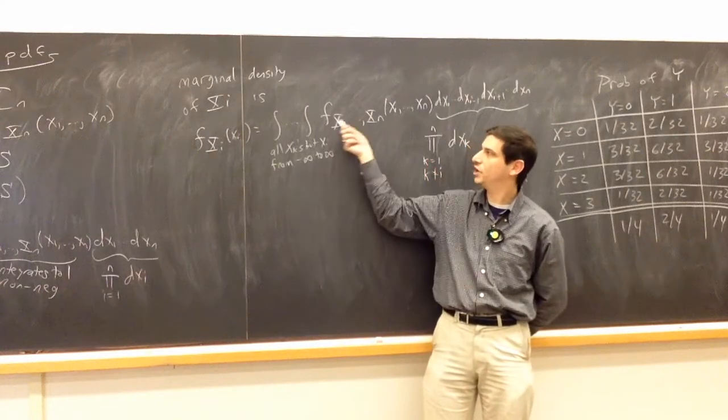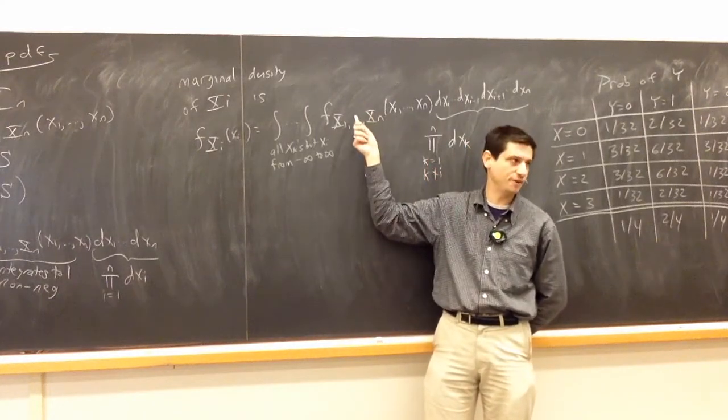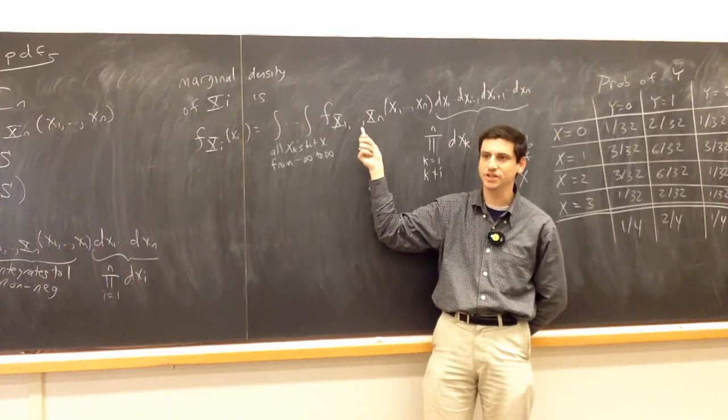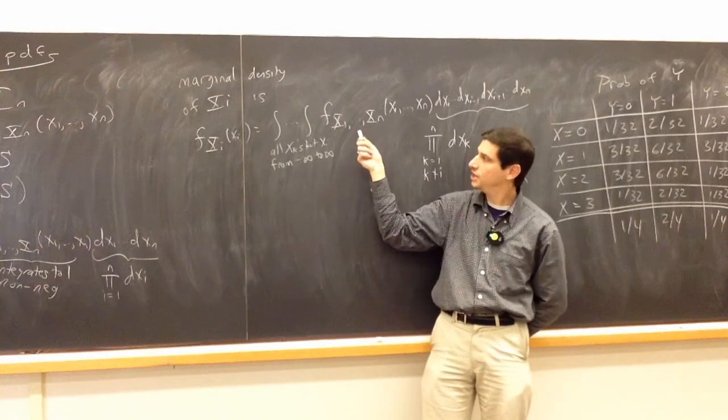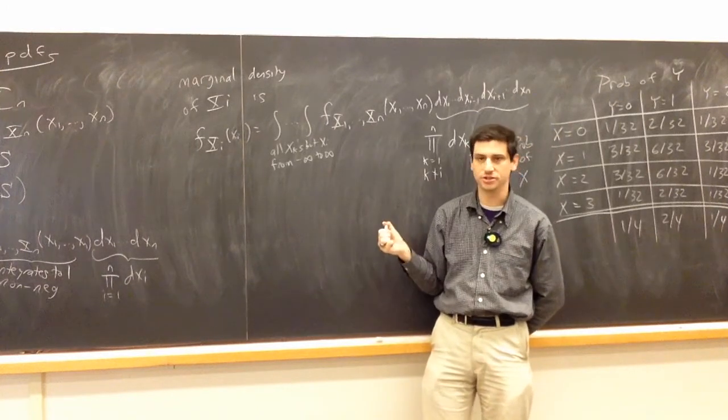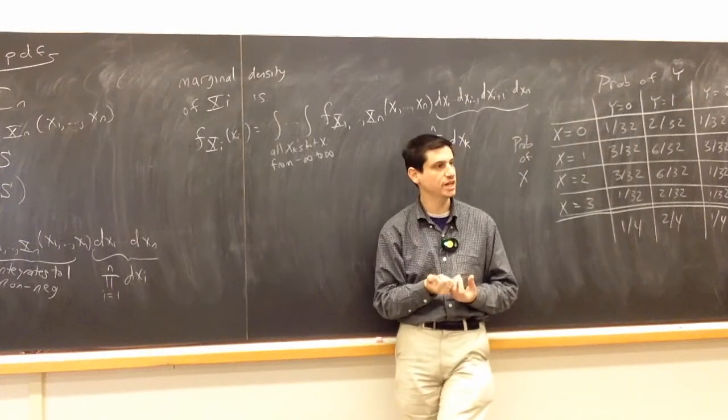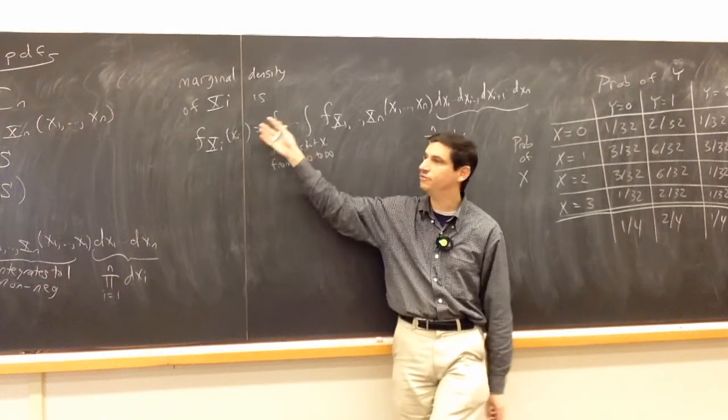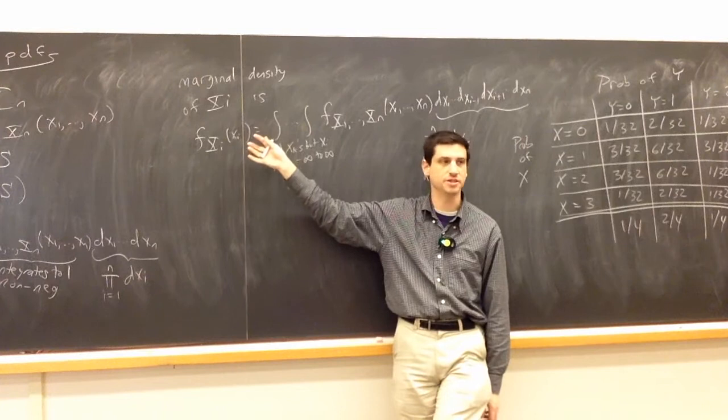And this will be clearly non-negative because I'm integrating a non-negative function. The integral of a non-negative function is non-negative. All right, so this gives me the marginal density. So if you know the joint density function, in principle, you know everything about the marginal densities.